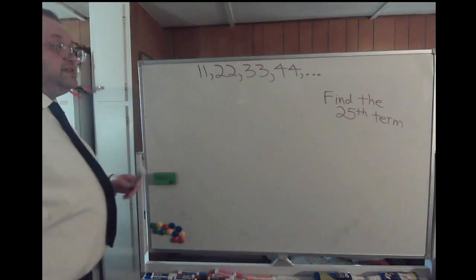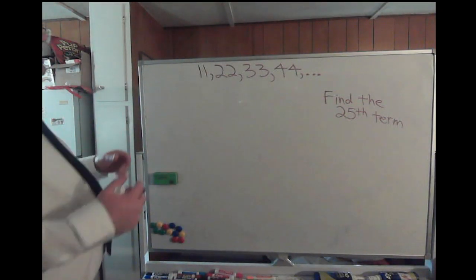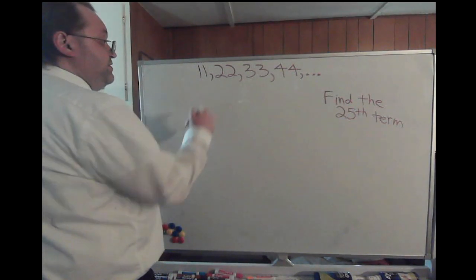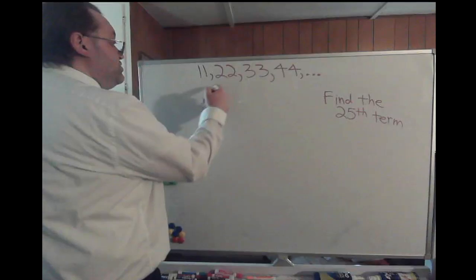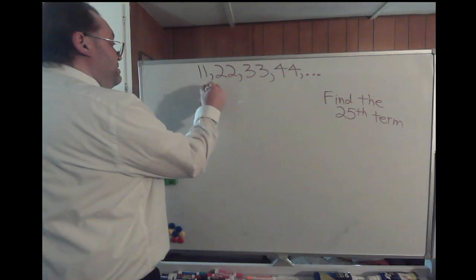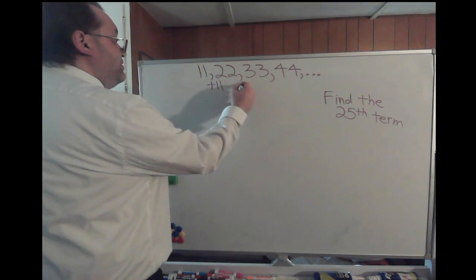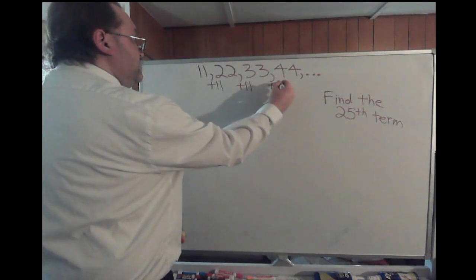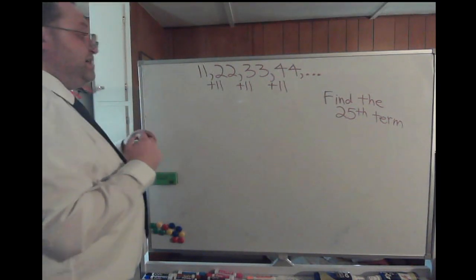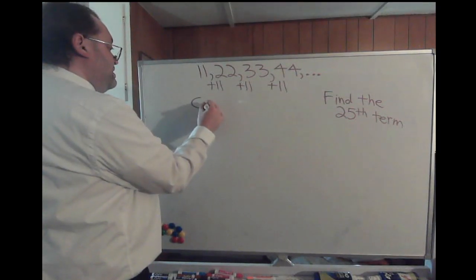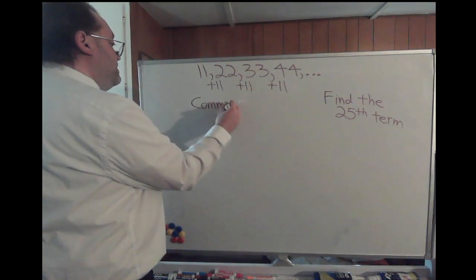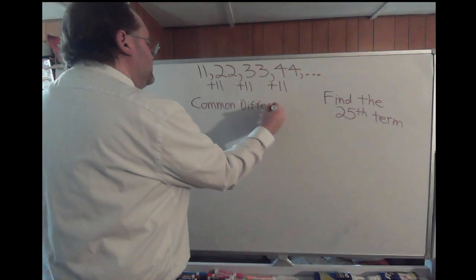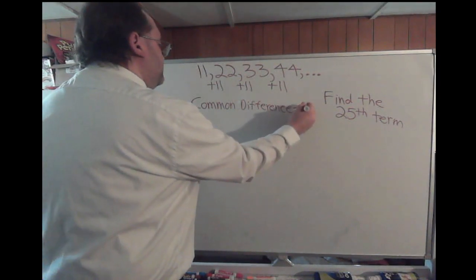I don't think you want to sit there and write out 21 more terms. I certainly don't. So, first thing you're going to do, figure out the common difference between each term. Between 11 and 22, it's going to be plus 11. Between 22 and 33, that's another plus 11. Between 33 and 44, that's another plus 11. So it's safe to say that the common difference in this case equals 11.